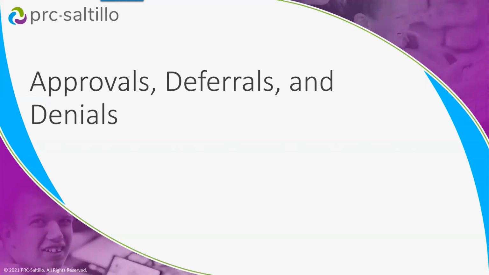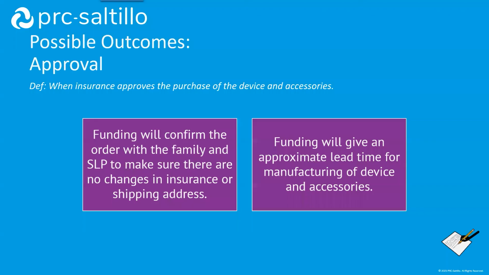The long-awaited drum roll: the funding source gets back to PRC Saltillo and says there are three options that they might say to us. First one that we put up, which I feel like we should have saved for last, is an approval, which is what we all hope for, right? Definition on there and in your handout. When they say, yep, we approve it, what happens next?